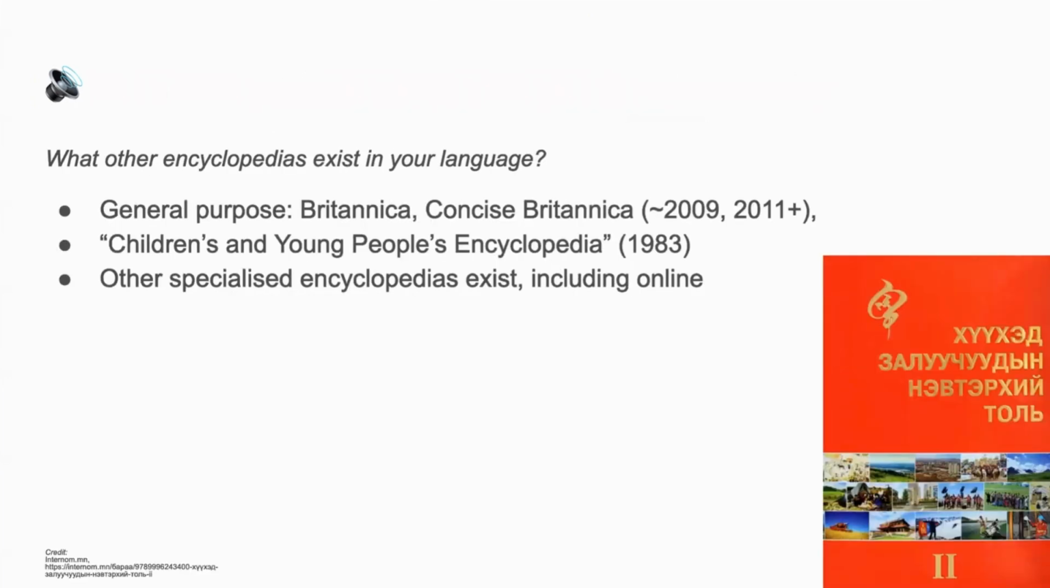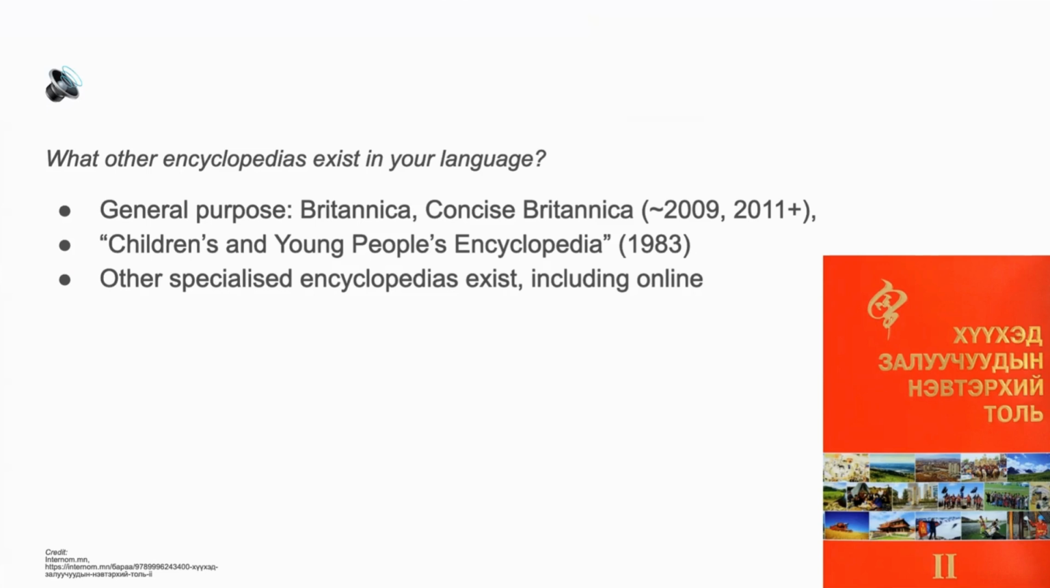And what other encyclopedias exist in your language? So when it comes to general purpose stuff, there's a Britannica and a Concise Britannica. There's an 80s, so very Soviet-era, children's and young people's encyclopedia that was, I think, reissued recently. I don't know if they actually edited all the propaganda, etc., but it was reissued and it might actually be public domainable, just because it was done in the Soviet era, basically. But this is a future project, I think.